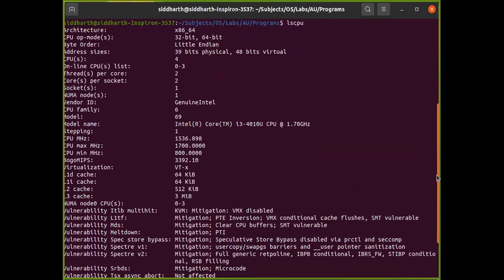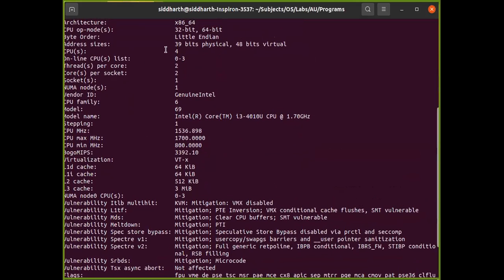Yeah. Total number of CPUs are 4. In this machine, there are 4 CPUs. Address size is 39 bits physically, but with virtual memory, it is 48 bits. Byte order is Little Endian. And number of cores per socket is 2. Okay, there are 2 cores and each core contains 2 threads. So total 4 CPUs likewise.